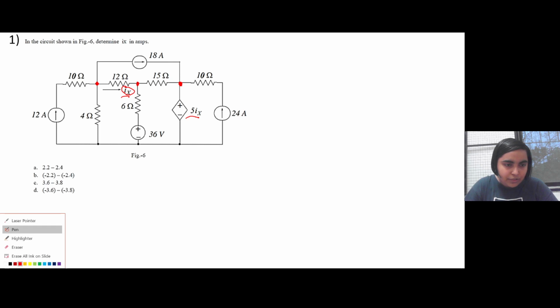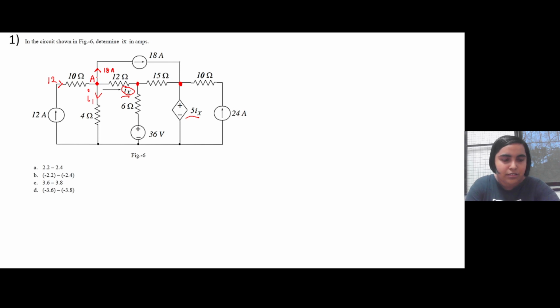So let me just start it off. Let us assume that in this branch, this 12 ampere current is flowing, right? So let us assume that in this particular branch I1 current is flowing, and in this branch ix is already given here, it is 18 ampere, right? So we can apply KCL in this node A. Try it out.